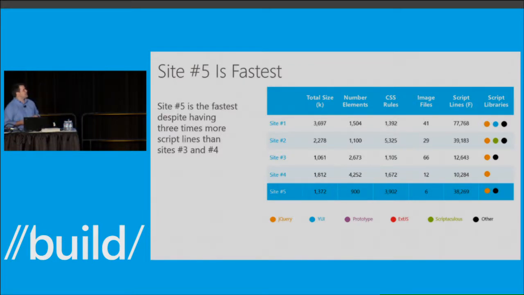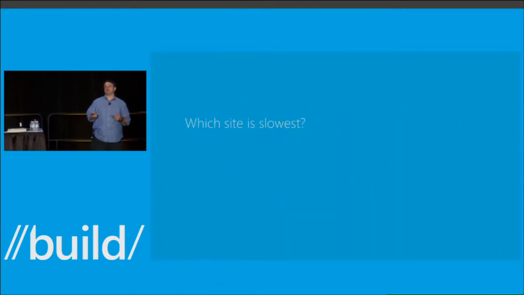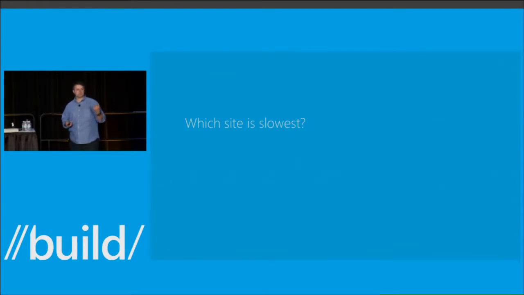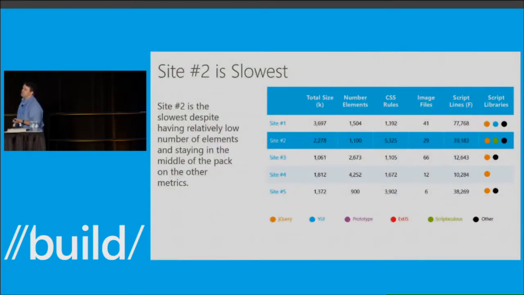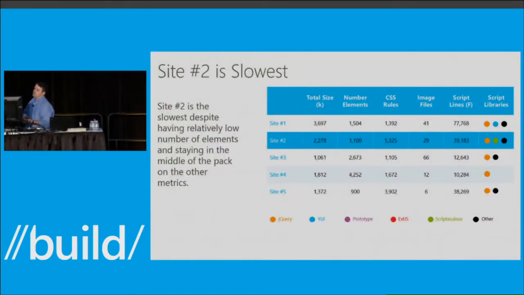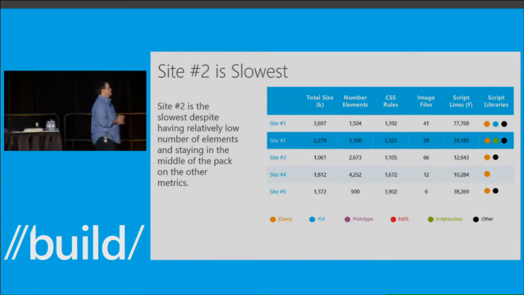So look at it one more time and tell me which one's the slowest. How many are guessing 1? 2? 2 it is. Now 2 is the slowest, but again, just to reinforce that point, script lines are nearly the same amount as the fastest site that we had on the page. It doesn't have the most number of elements, it doesn't have the most number of image files, and certainly not the most amount of script of any of the sites. But yet, it was the slowest.